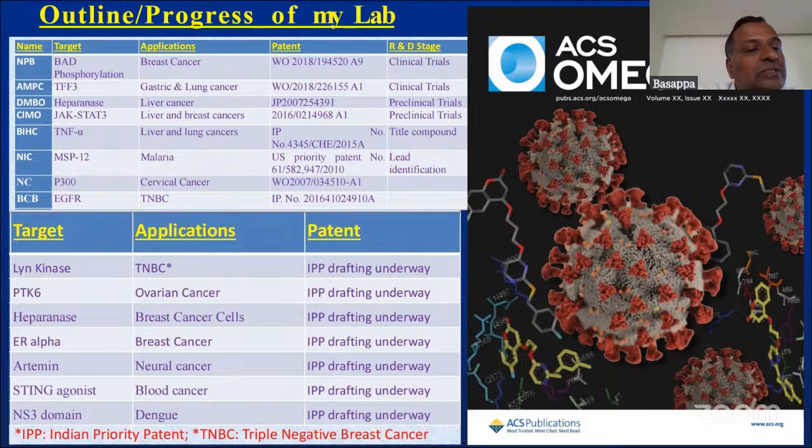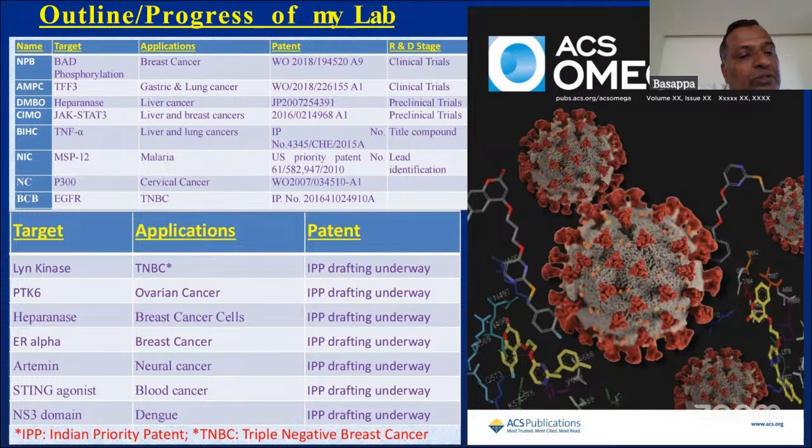Likewise, AMPC is the named compound that targets TRIB3. The application is in relation to gastric and lung cancer, which is also in the same boat. In parallel, we are working with these two drug candidates that are moving forward.